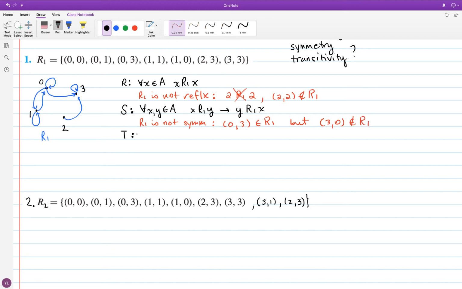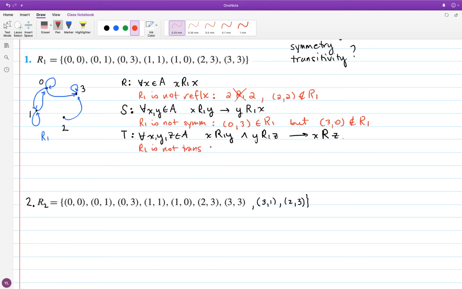Finally, transitivity. Let's recall what we would need to have in order for R1 to be transitive. Anytime x is related to y and y is related to z, I must have that x is related to z. Let's check it out. You just have to look at all the arrows and see what you can find. I do see that 1 is related to 0 and 0 is related to 3, and yet 1 is not related to 3. So I think I've found that R1 is not transitive either. So R1 is not transitive.